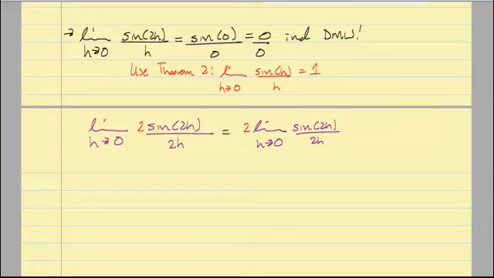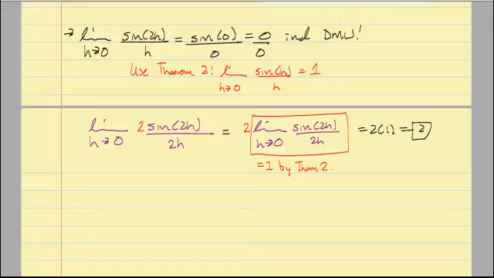Now what ends up happening is this entire piece right here equals 1 by theorem 2, and that's how you should support that. So we're left with 2 times 1, which of course is 2. Now again, you can verify this using Maple as well. You could graph this function sine 2h over h and look what's happening near the origin, and it should be approaching 2. It won't equal 2 because it's actually undefined exactly at 0.